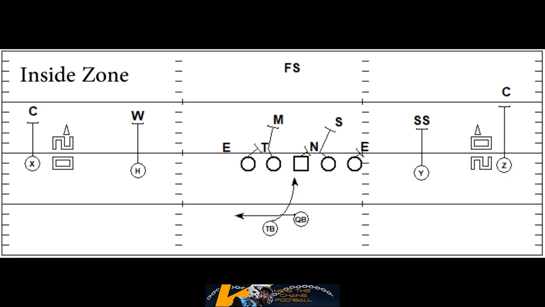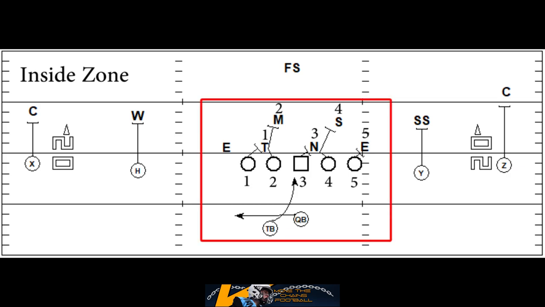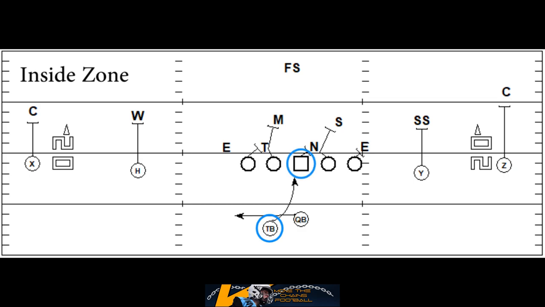So in this diagram, the 5 O-linemen are working to 5 defenders in the box, and the quarterback is reading the end man on the line of scrimmage, which is the 6th unblocked defender. The running back will press the center's block and either bang the ball straight ahead if a gap opens up, or will cut it back to the same side he started on if the gap closes. The quarterback will run around the read man if he ends up keeping the ball.